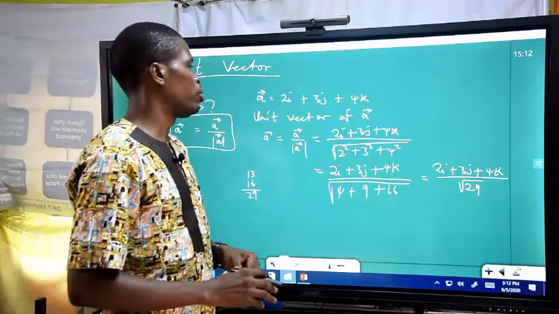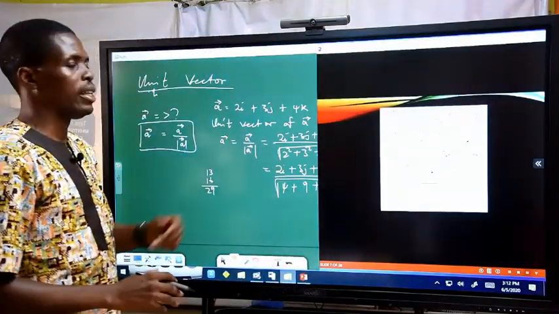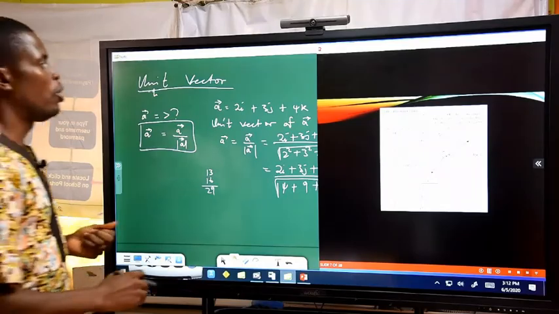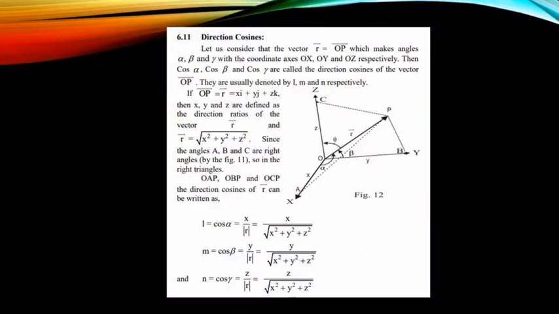And if we have been able to find the unit vector of vector A, can we also look at the direction cosine? What is the direction cosine of a given vector? To find it, we consider the diagram shown. Let us consider the vector R, which is OP, which makes angles alpha, beta, and gamma with the coordinate axes OX, OY, and OZ respectively. Then cos alpha, cos beta, and cos gamma are called the direction cosines of the vector. They are usually denoted by L, M, and N respectively.